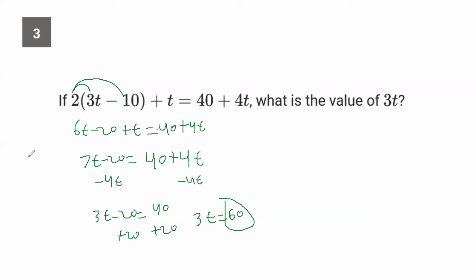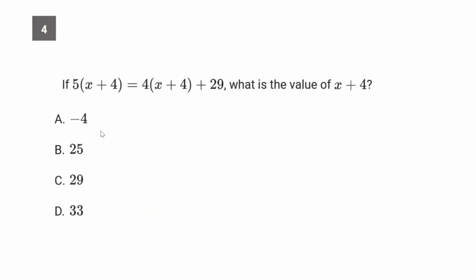Okay. Now we'll go to number 4. If 5 parentheses x plus 4 equals 4 parentheses x plus 4 plus 29, what is the value of x plus 4? Okay, so do you notice? You want to try to see if you notice anything weird going on in the equations. Here, it's interesting that they're both x plus 4. So instead of distributing, I'm just going to do 5 minus 4. And that gets me 1 on the left side.